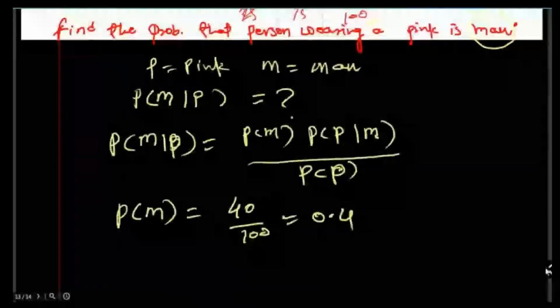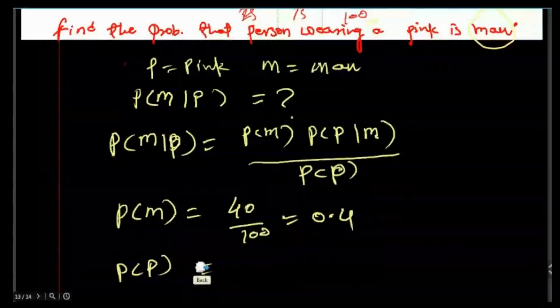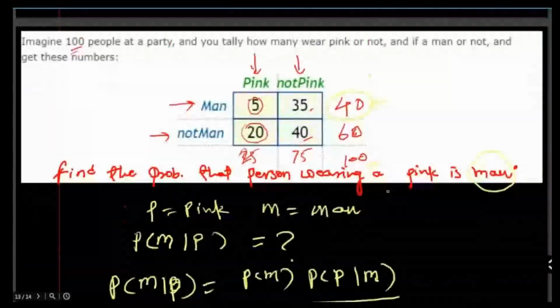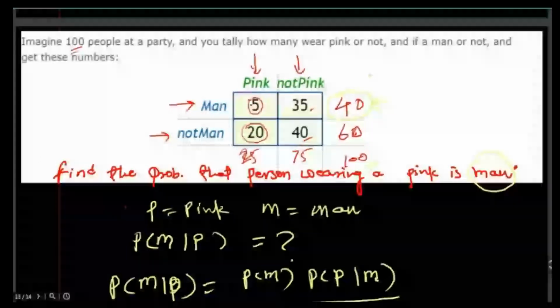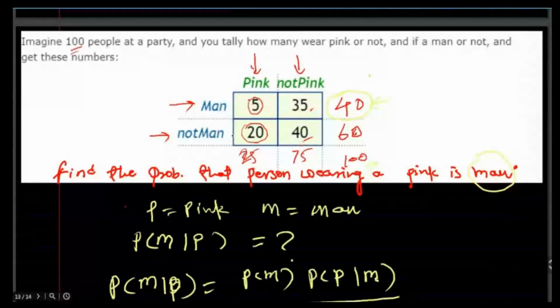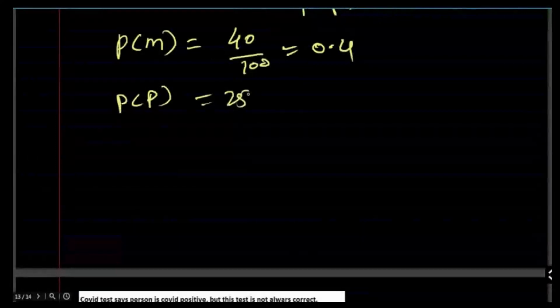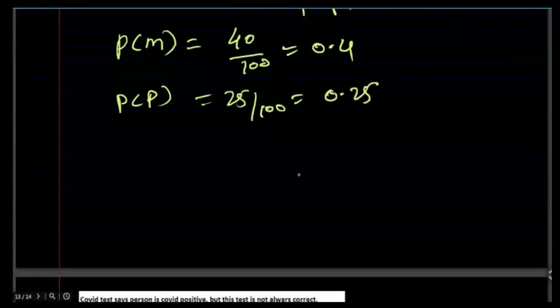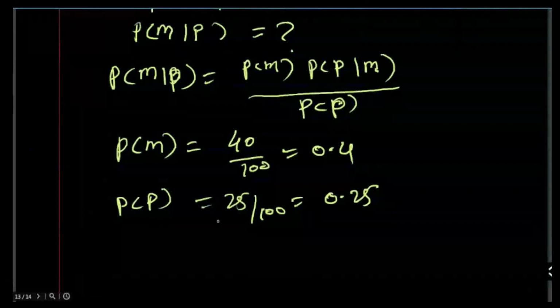Now next, what we need to know, probability of pink. So can you tell me what is the probability of pink by looking at this chart? 25%. So the number of people wearing a pink is 5 men and 20 who are not men. So it is 25% or 25 divided by 100 equals to 0.25.